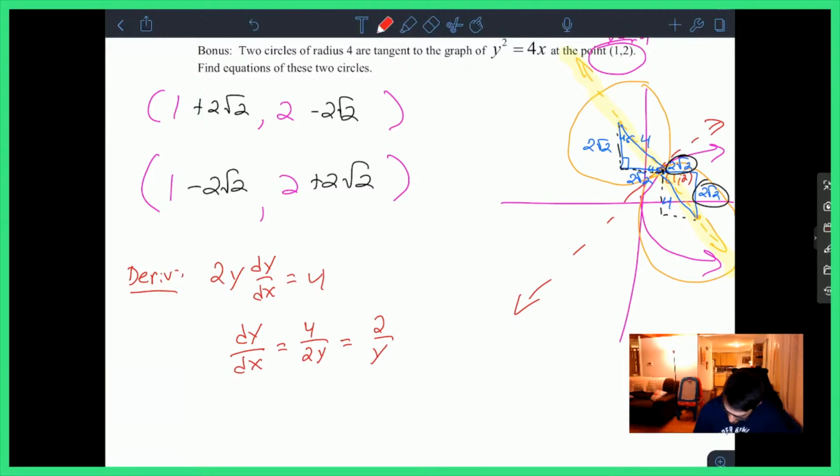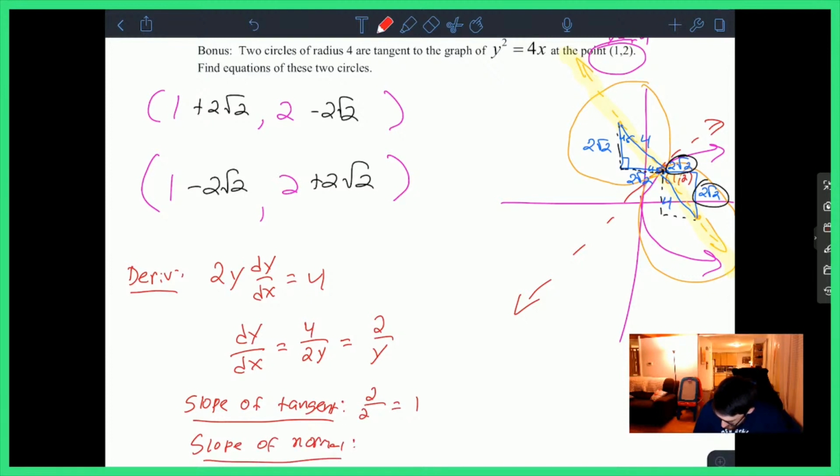So if I actually find the slope of the tangent, the slope of the tangent is equal to 2 over the y coordinate, which is 2, so it is 1. So the slope of the normal is the opposite reciprocal, which is -1. And again, why normal? Because we proved that it has to be perpendicular to the tangent. That's where the centers are going to pass through. So the centers are actually going to lie on the normals, not the tangent.